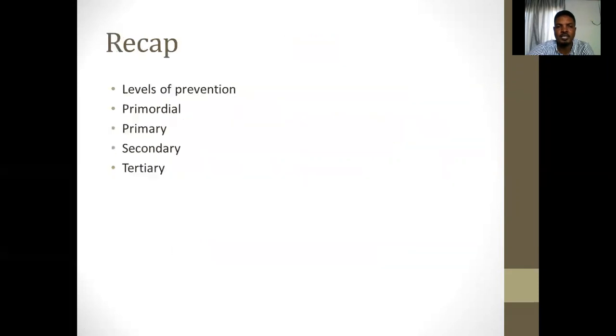So what have we learned today? We have learned the different levels of prevention, and we have understood that there are four different stages of disease prevention: primordial prevention, primary prevention, secondary prevention, and tertiary prevention.